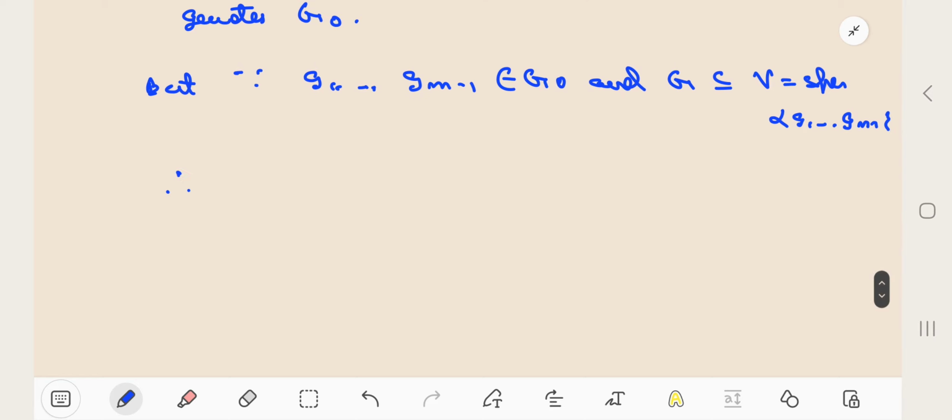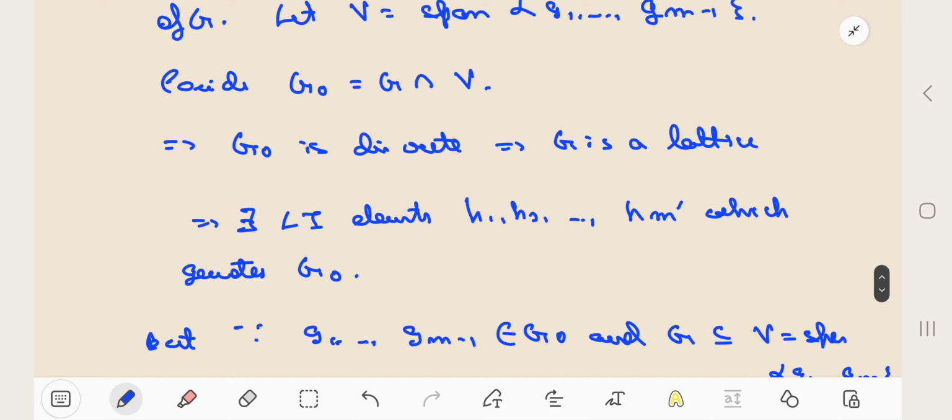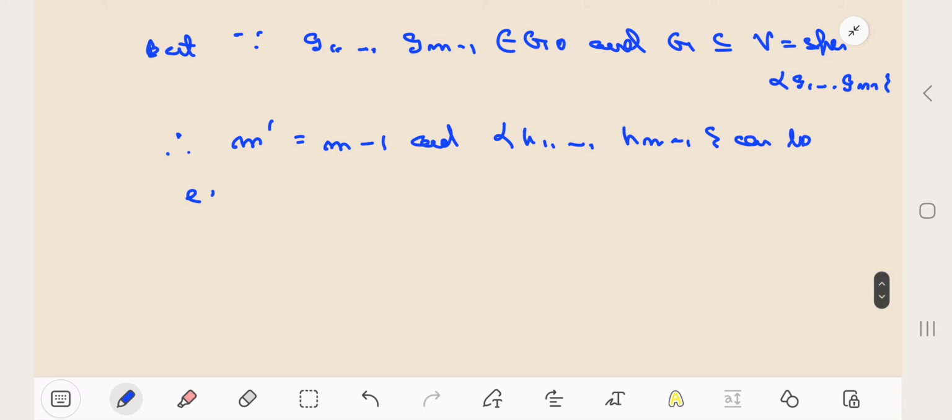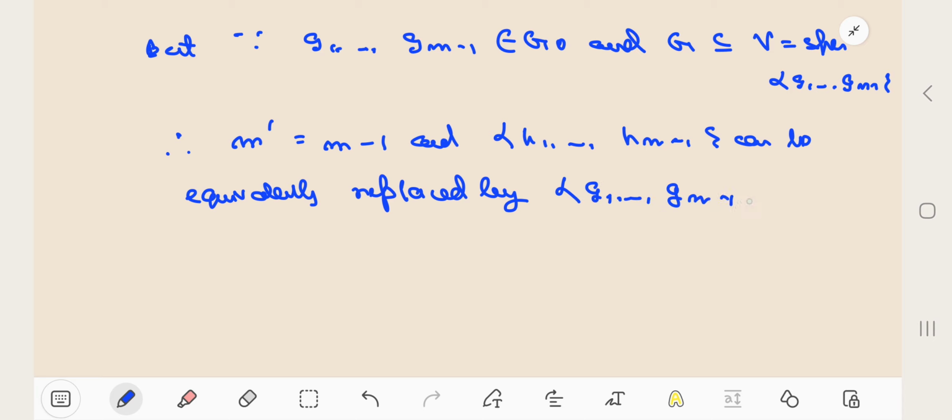Therefore, we know the number of elements in a basis is unique, so m prime, or rather, I have already used the letter m, so I should use m prime here. That means m prime is just m minus 1, and the collection h1 till hm minus 1 can be equivalently replaced by the collection g1 till gm minus 1. Okay.